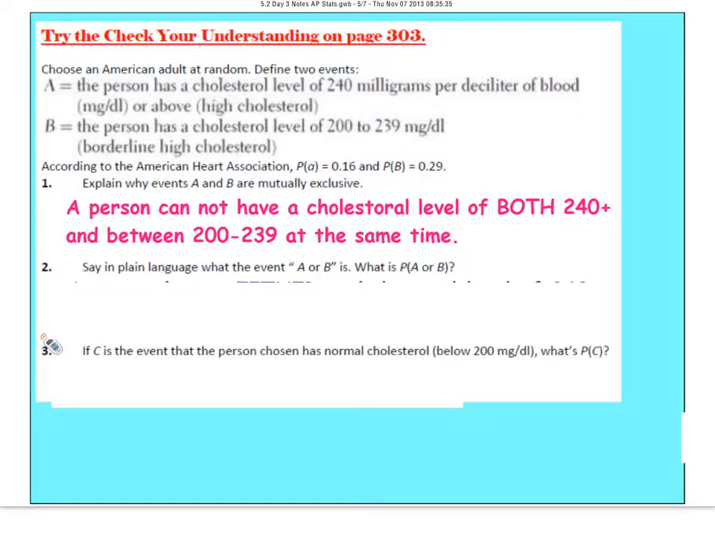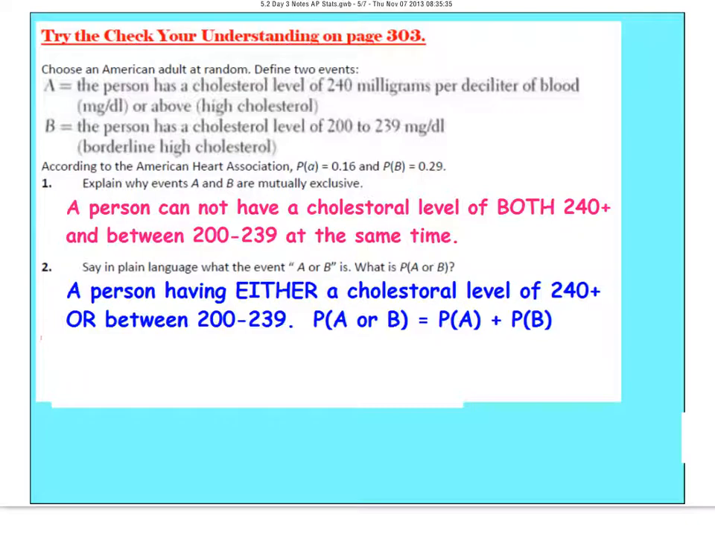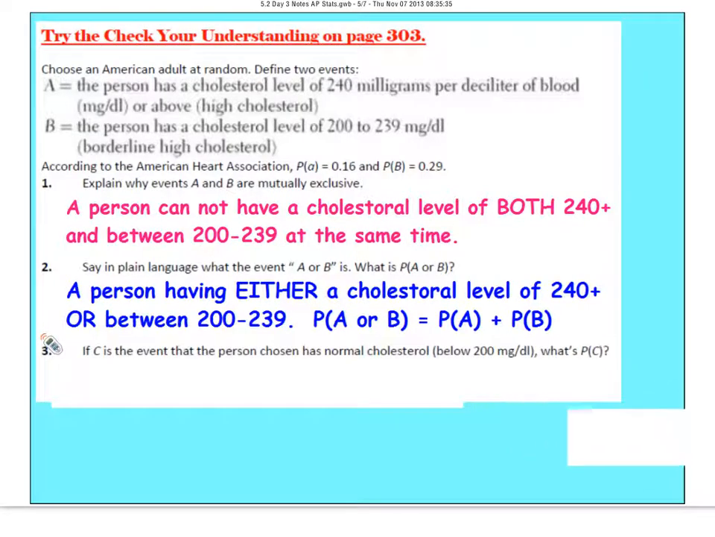So in plain English, a person having either the level of 240 plus or between 200 and 239. How do you find that? You do probability of A plus the probability of B. If they asked us for the numerical value, we would just add these 2 together and we would get that it's 45%. Okay. Part 3.